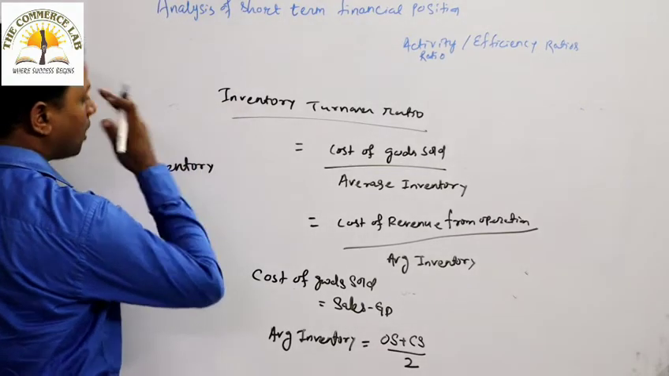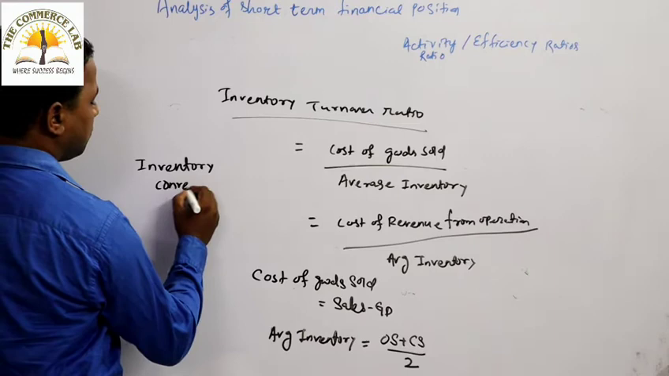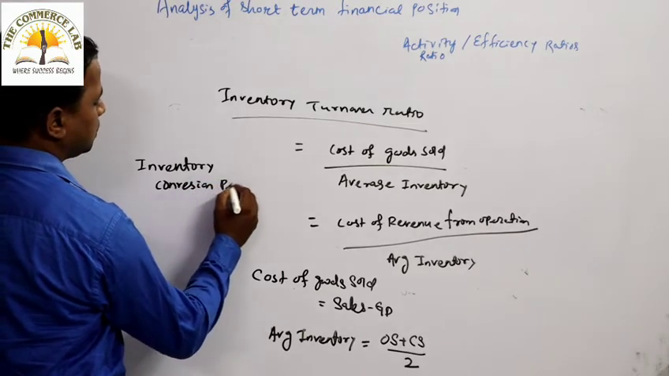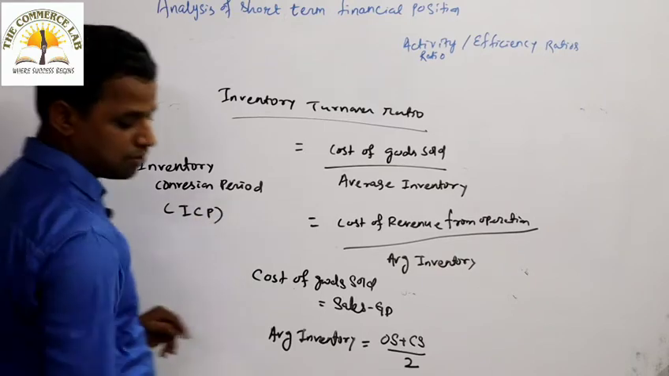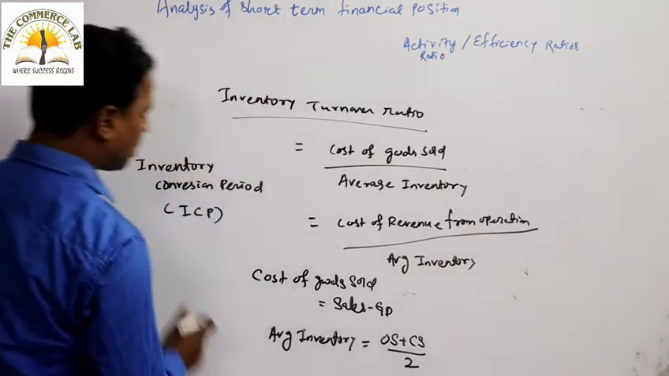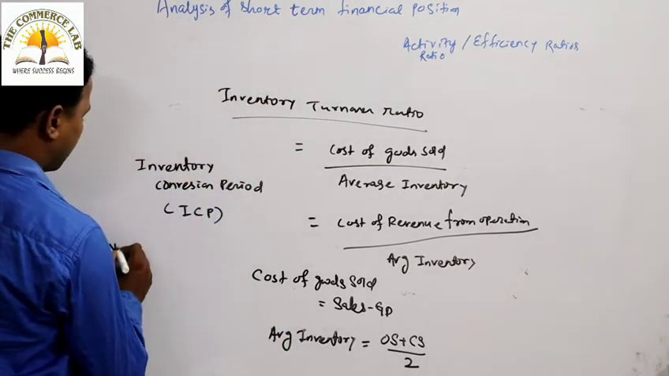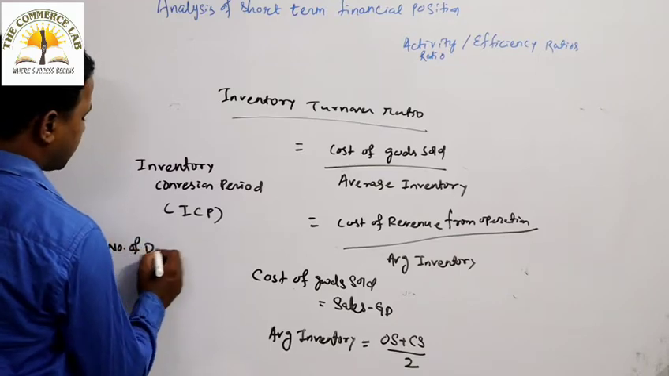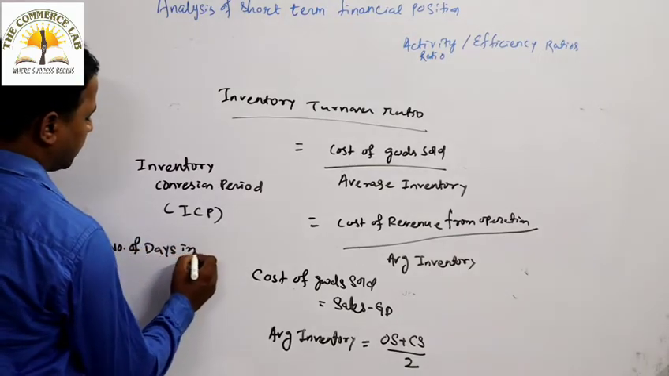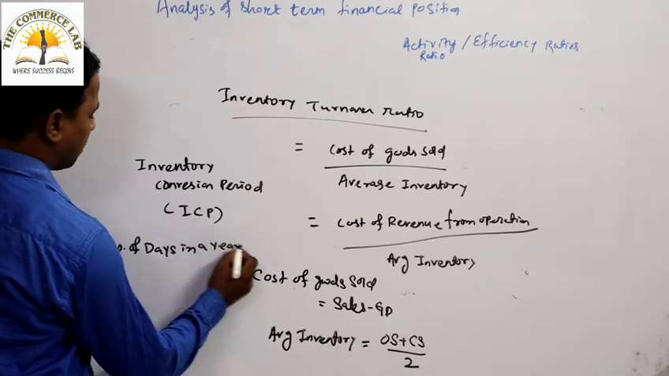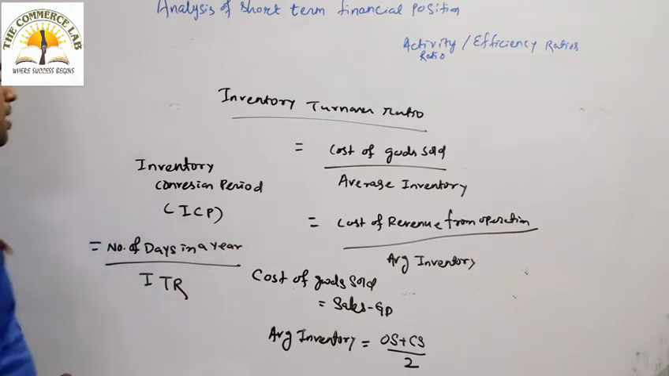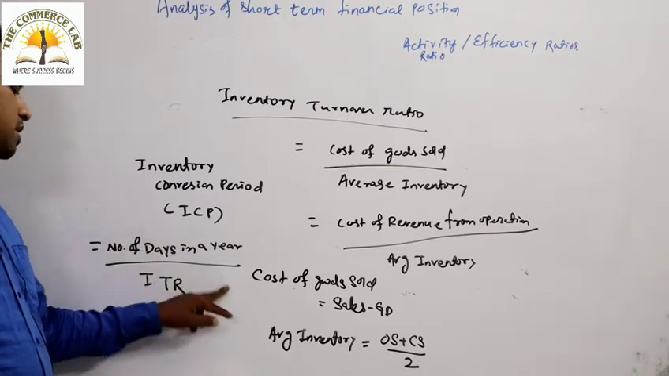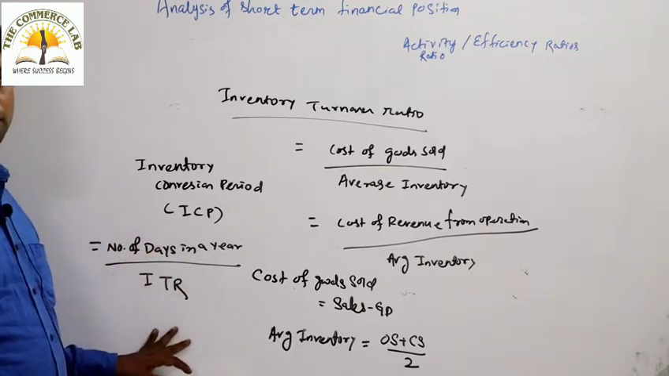When you are calculating the inventory turnover ratio, there is another ratio you have to calculate in support of it, that is the inventory conversion period. What is that? ICP. ICP means what? Inventory conversion period. How do you calculate it? Number of days in a year divided by inventory turnover ratio.